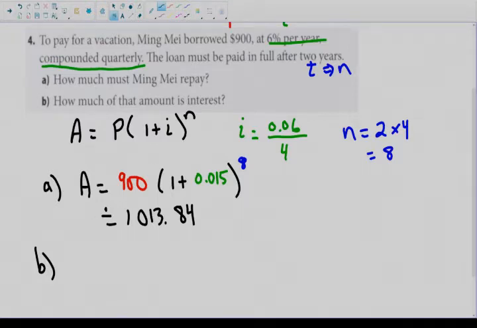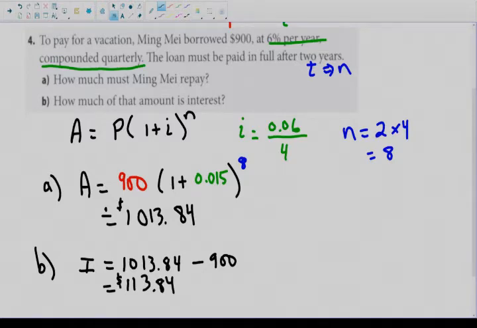To calculate your interest, if we borrowed $900 and we have to pay back $1,013.84, the difference between that original number and this number is our interest amount. So to calculate our interest, we're going to subtract $1,013.84 minus 900. And I'm just going to do that off screen. That's not a hard calculation to do. So 1,013.84 minus 900 equals $113.84, which some of you may have been able to do in your head.